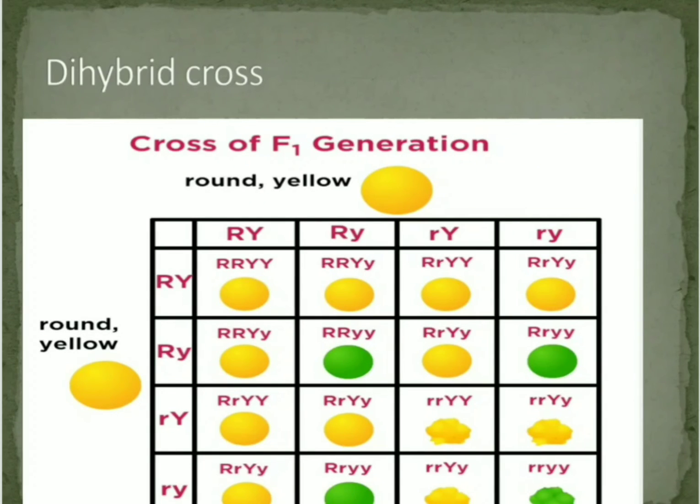After that, the F1 generation, or first filial generation, is the result. Here you can see different types of organisms. Some are round and yellow, some are round and green, some are wrinkled and yellow, and some are wrinkled and green. So what will be the ratio for this? Phenotypic ratio means physical appearance, genotypic ratio means genetic makeup. Let us see one by one what the ratio is for this cross. What will we get in the F2 generation, that is the second filial generation?